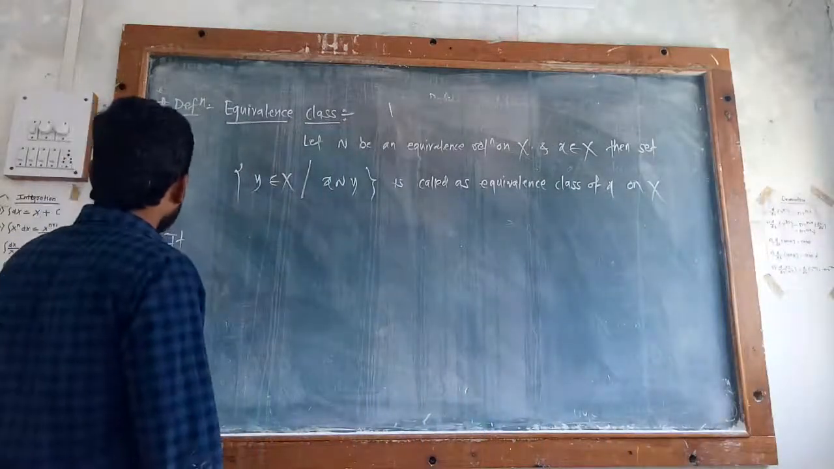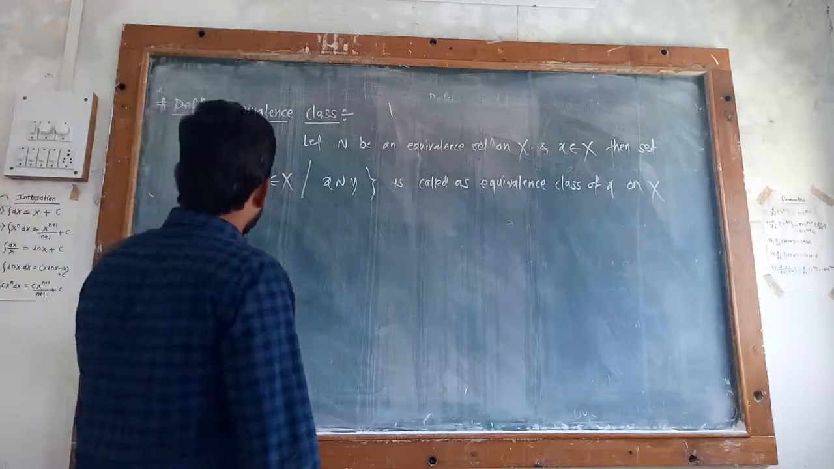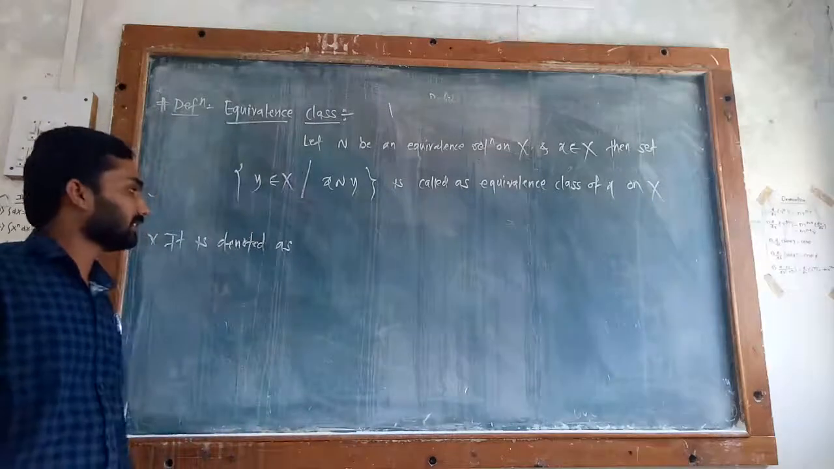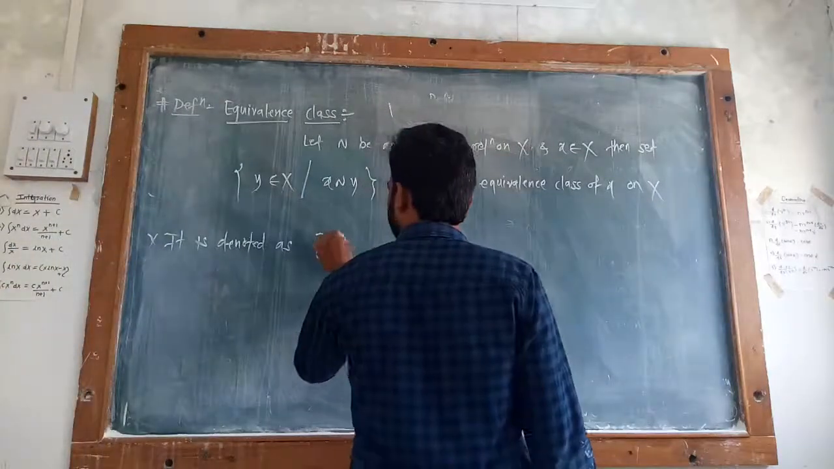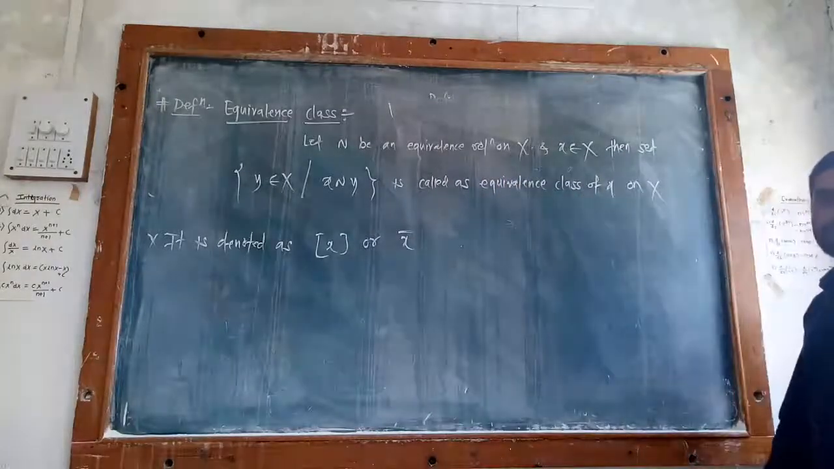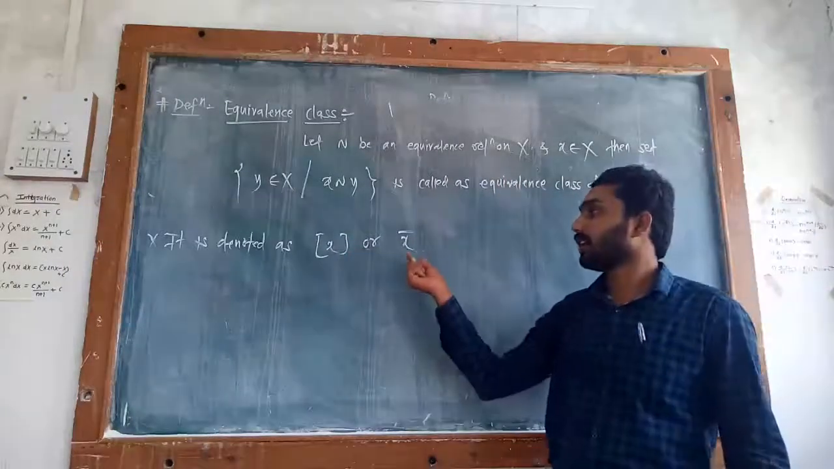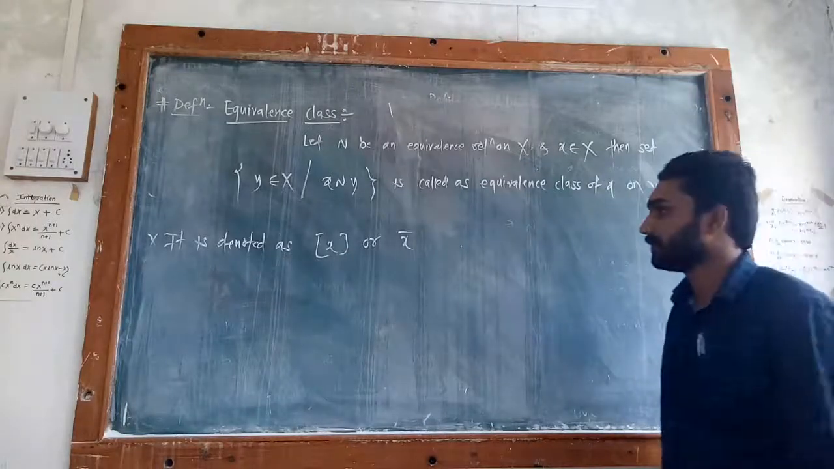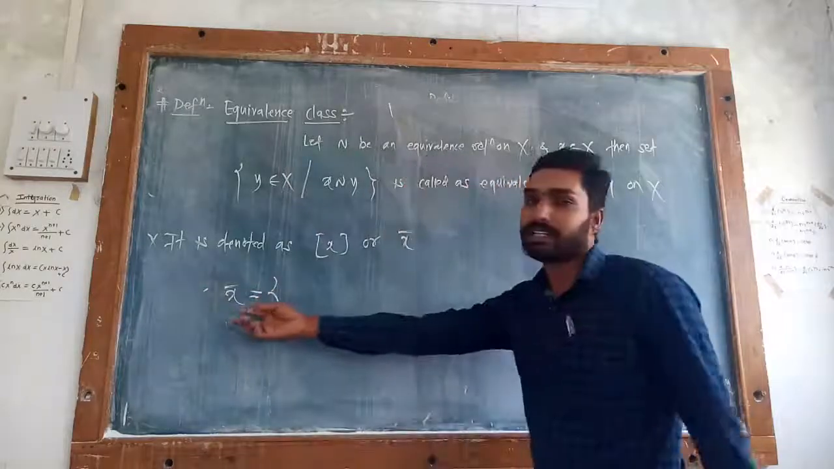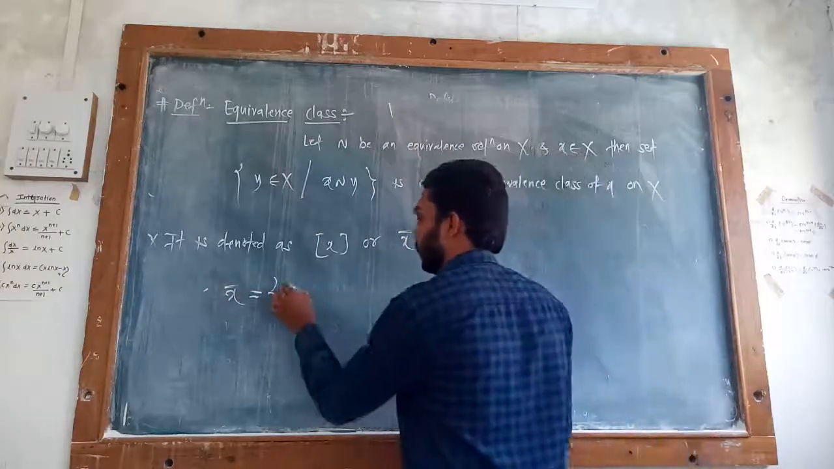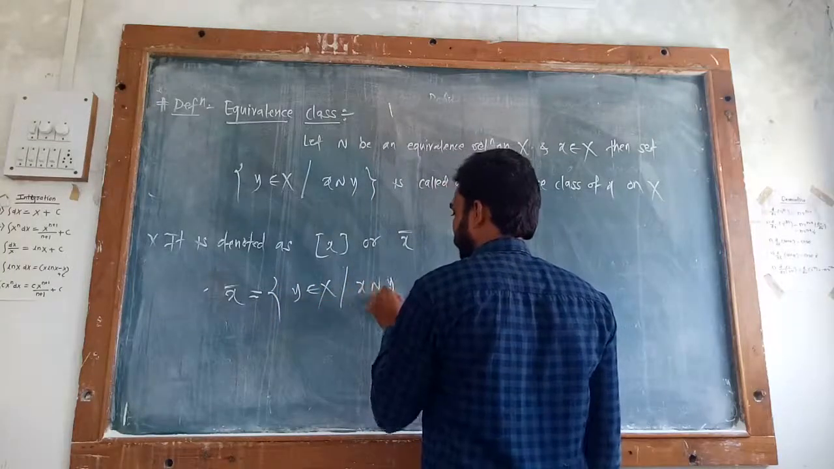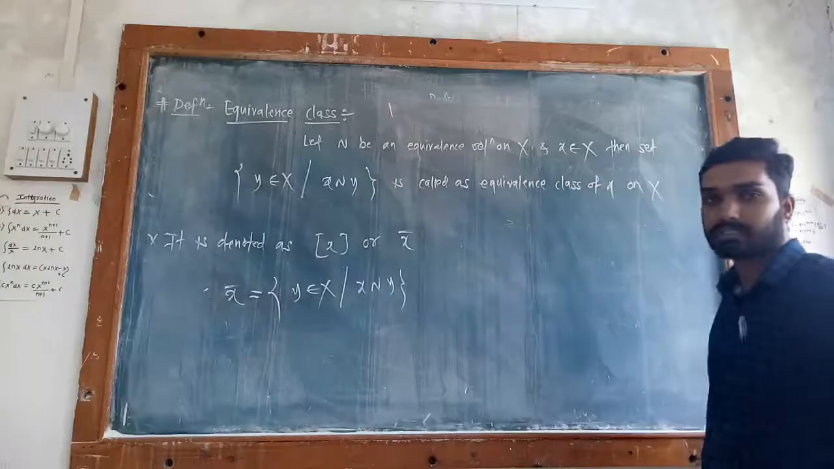It is denoted as, equivalence class is denoted as closed bracket x or x bar. Okay. So therefore, what is my equivalence class of x? That is the collection of all y from that set X, such that x is equivalent with y. This is your equivalence class of A.